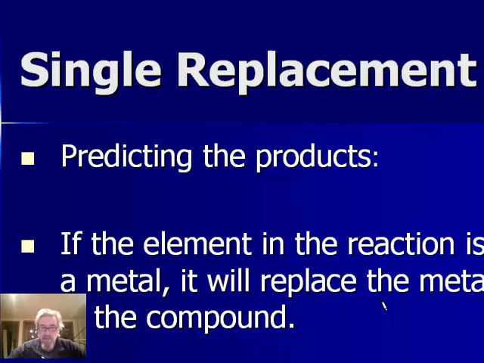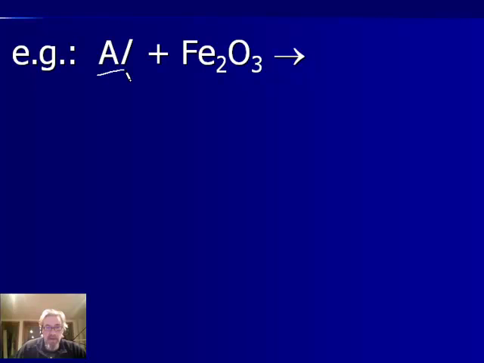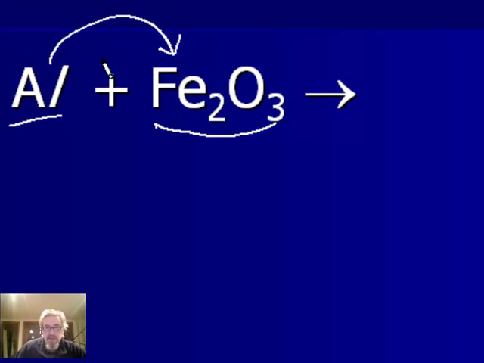So we're going to look at several different possibilities and then start to look at how all kinds of reactions fit into these patterns. First pattern is if the element in the reaction is a metal, it will replace the metal that's in the compound. I have a metal by itself, that's my lone element, and here's a compound. That compound has a metal in it. So this metal, the aluminum, will replace this metal.